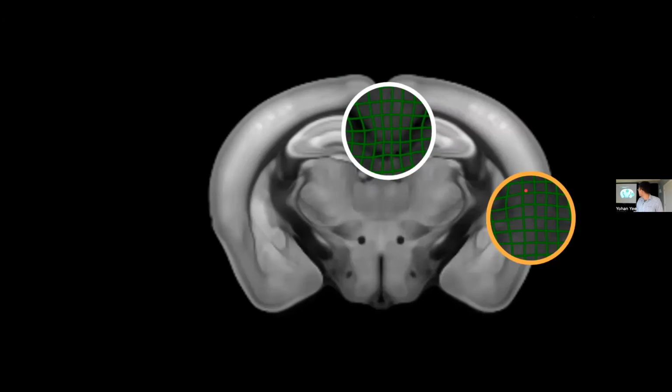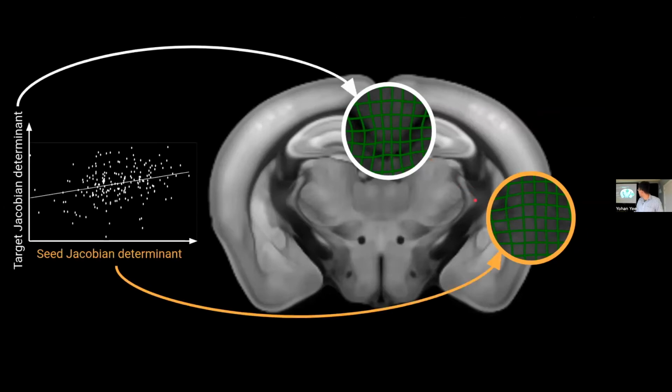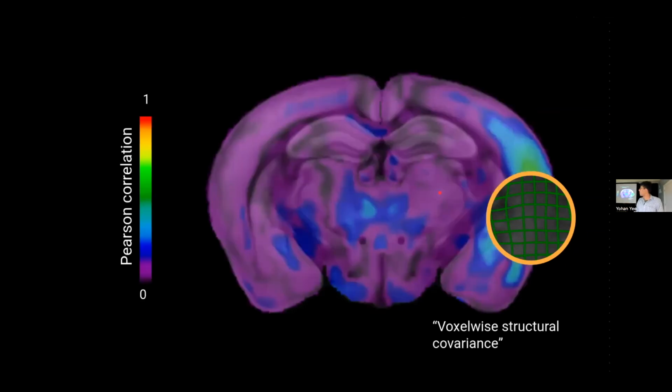And then what you can do is pick one of these points in the brain as a seed, and the other one, we call it the target, and we can correlate them. If you vary the target across the brain and compute the correlation for every point in the brain with respect to the seed, you can generate what I call a voxel-wise structural covariance map that essentially says how similar other parts of the brain are in volume to the seed.